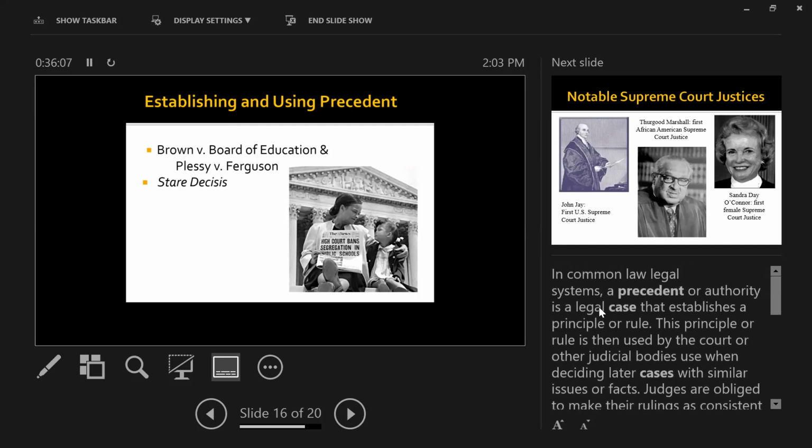And as I said earlier, Plessy versus Ferguson sets the precedent that segregation is legal. That's what Plessy versus Ferguson says. Segregation is constitutional. But then over 50 years of history happens, things change, people change, and Brown versus Board argues another issue of segregation. And this new Supreme Court says, actually, segregation is not constitutional, and they change that precedent.